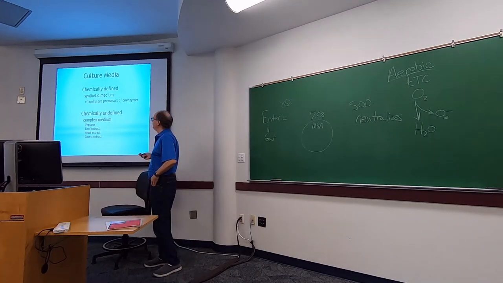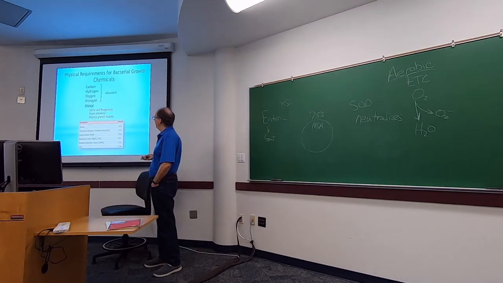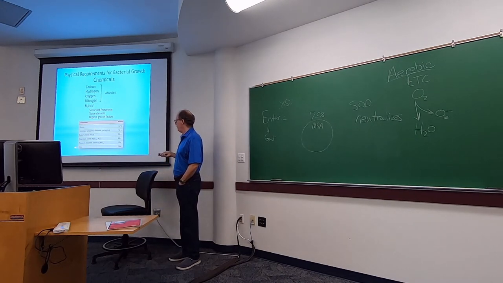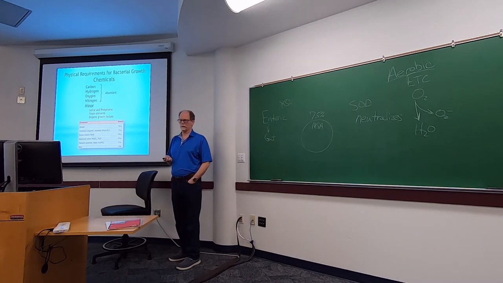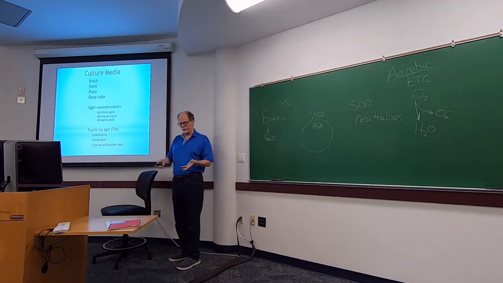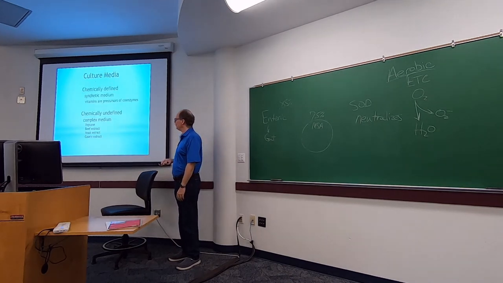So there are chemically defined media, like I mentioned here. That means you add a specific amount of water to weighed out ingredients. You know exactly what it is. The tryptic soy agar, or tryptic soy broth, right? This stuff is a dry powder. You just add water to it and autoclave it, and you've got tryptic soy agar, or tryptic soy broth.